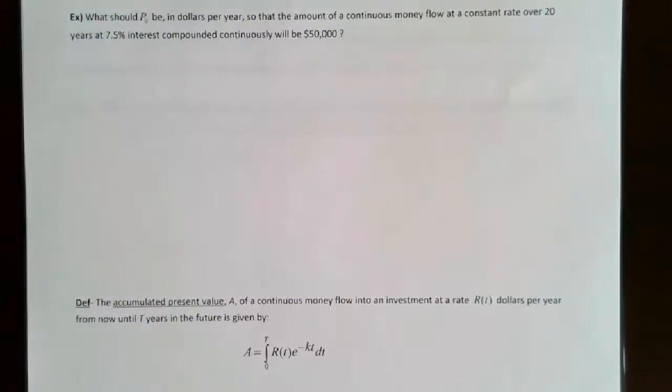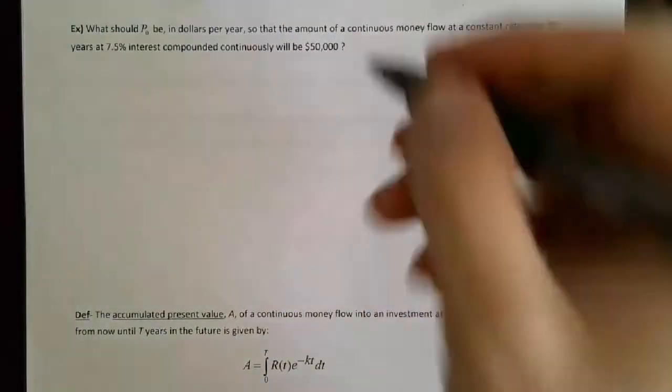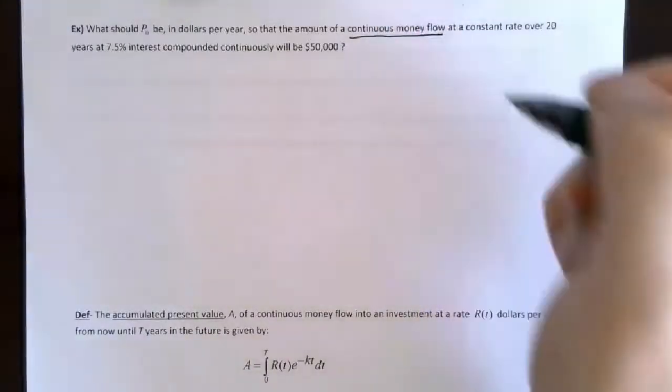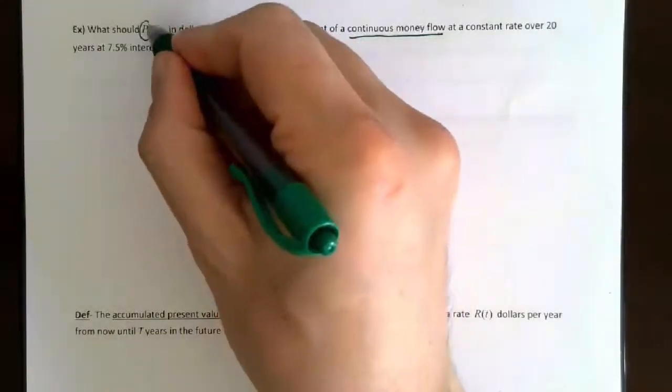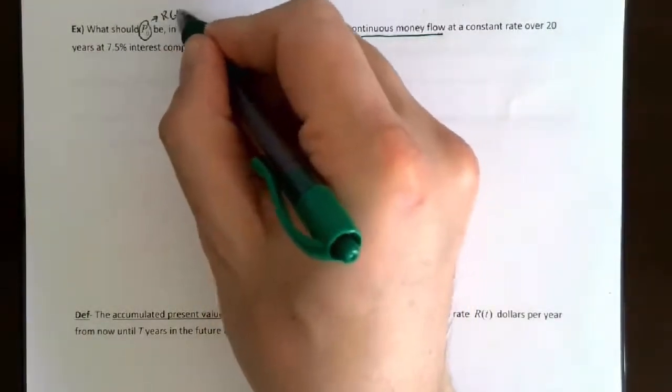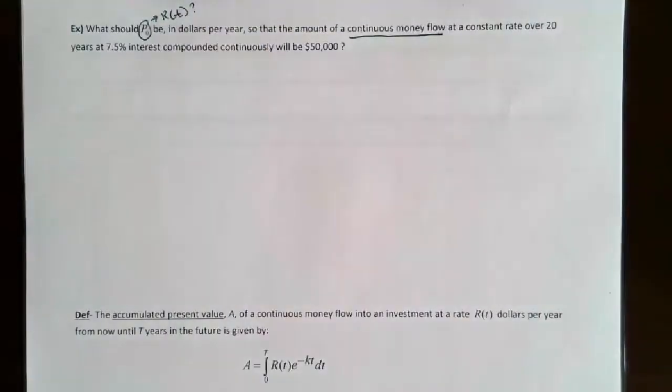For this example, we've got: what should P sub 0 be in dollars per year, so that the amount of a continuous money flow at a constant rate over 20 years at 7.5% interest compounded continuously will be $50,000. So when they say what should P0 be, first off, continuous money flow, that's important. P0 is really what we're calling R of t in the formula.